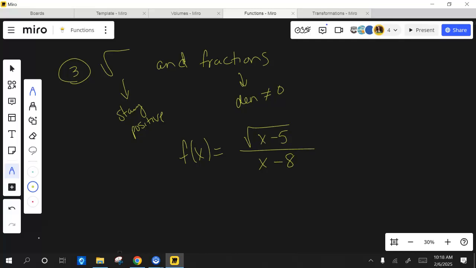See if you can find the domain of this combined function. But this is a combined function. Try it.